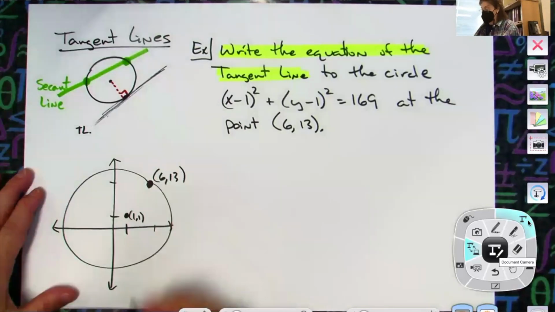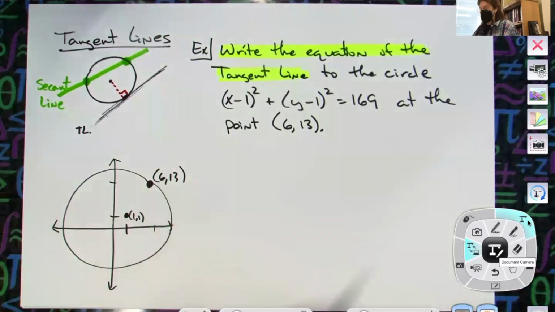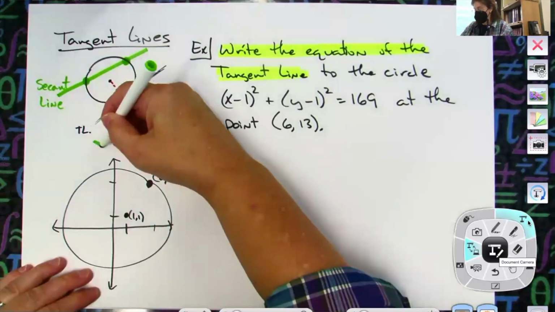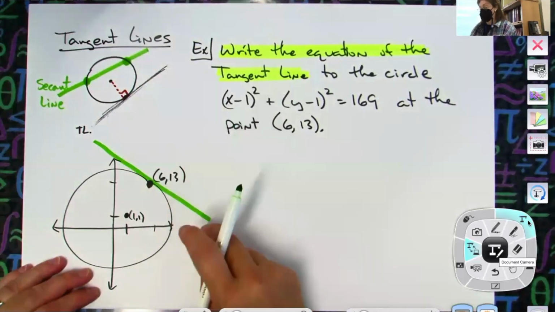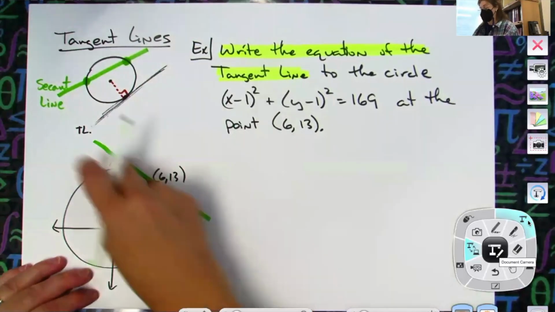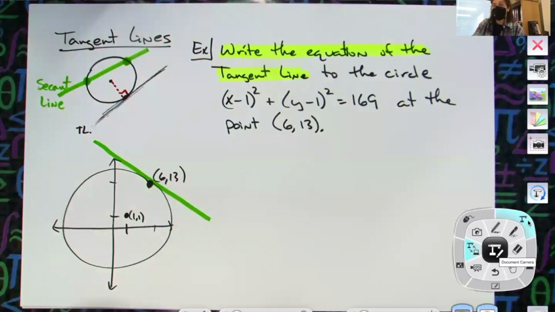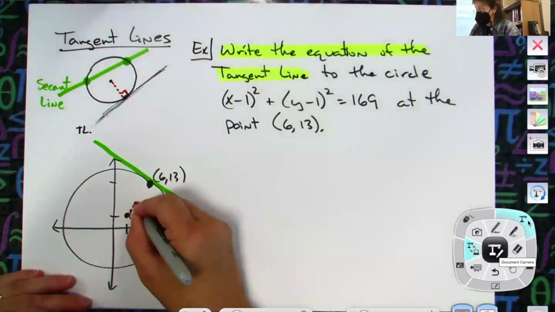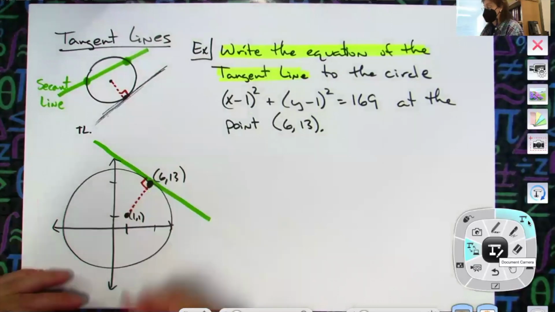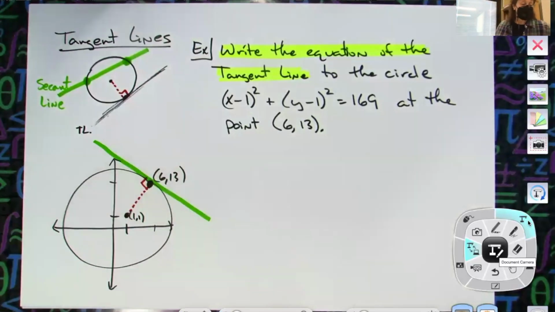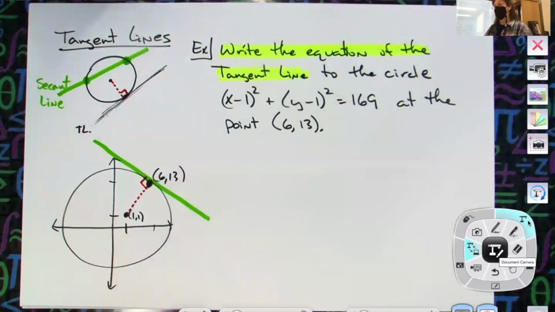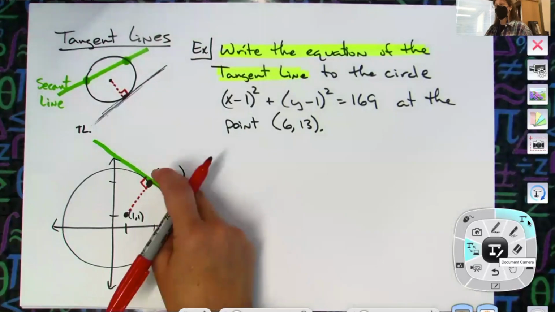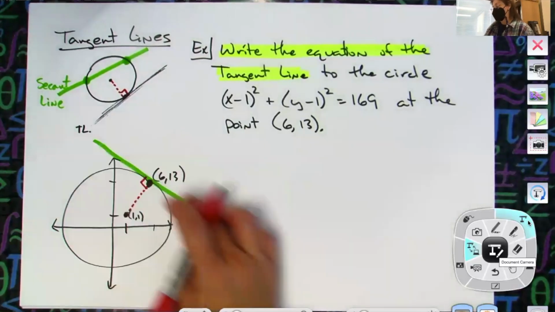Now, I want the tangent line right here. This is the equation. I want the equation of this line. We know that that radius is perpendicular right there. So to write the equation of this line, what do I need? I need the slope. I already got a point, but I need the slope of this line.